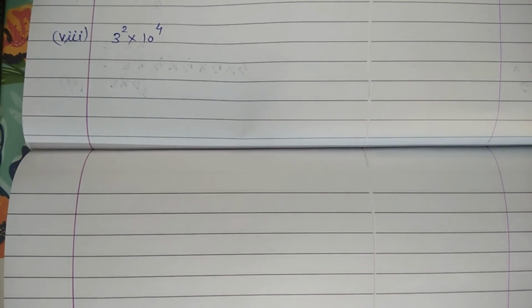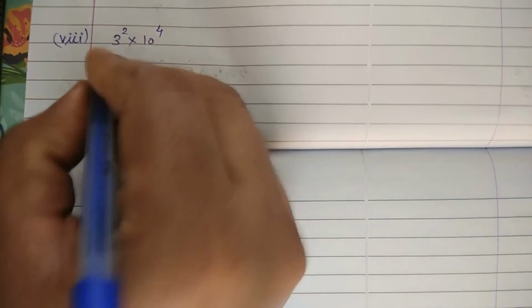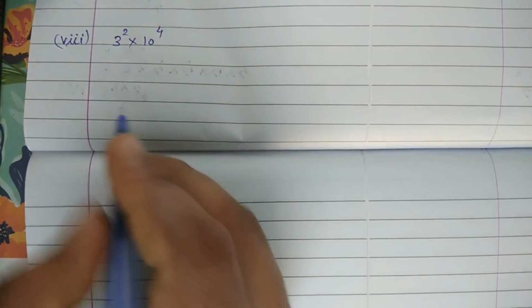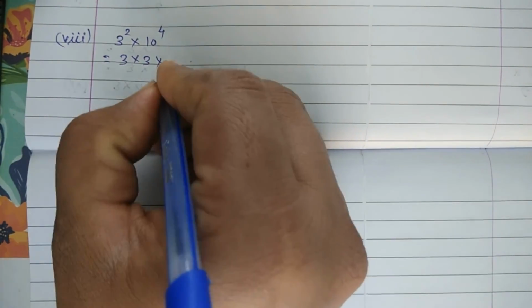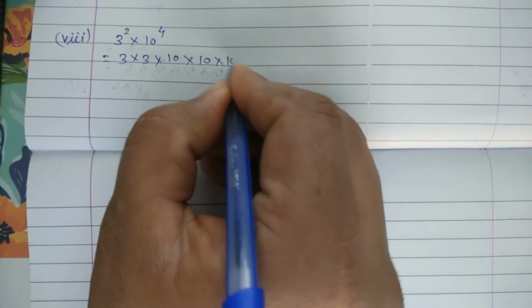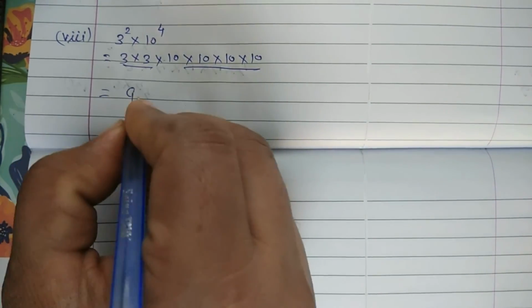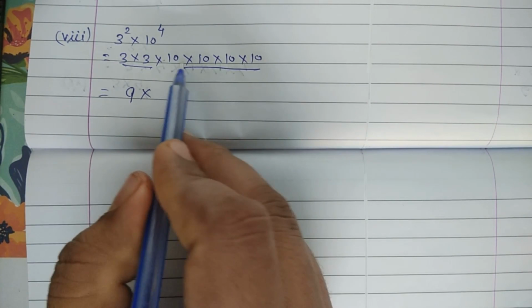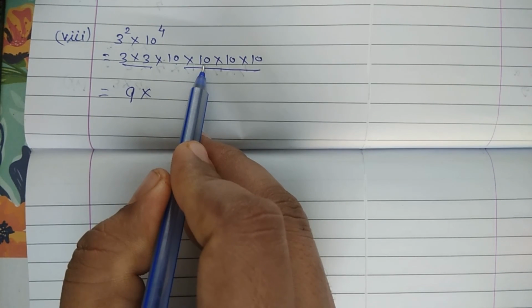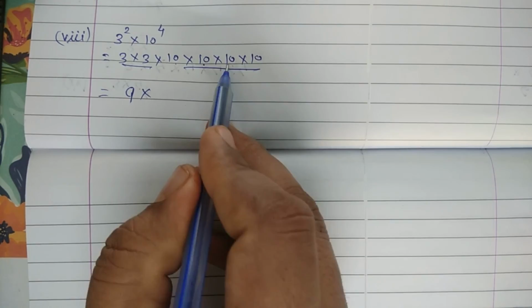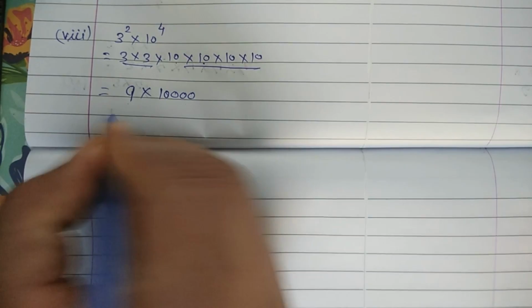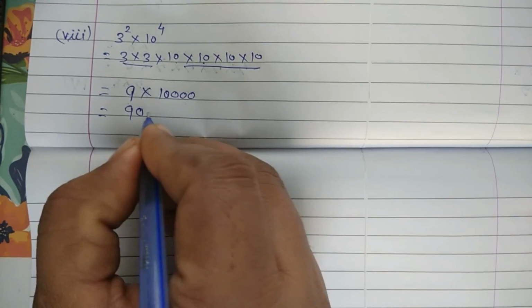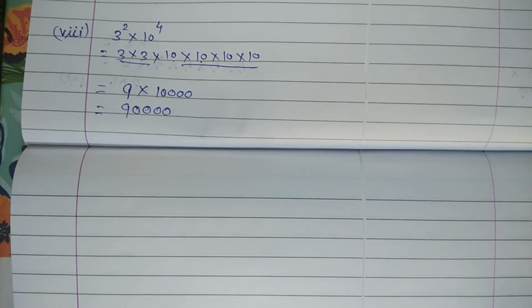Last sum of the question, sum number 8. 3 squared multiplied by 10 raised to the power of 4. 3 squared means 3 multiplied 2 times and 10 raised to the power of 4 means 10 multiplied 4 times. 2 groups. 3 multiplied by 3, that is 9, and 10 raised to the power of 4 means 10 tens are 100, 100 tens are 1000, and 1000 tens are 10,000. So 10,000 multiplied by 9, that means 90,000. So 90,000 is our answer.